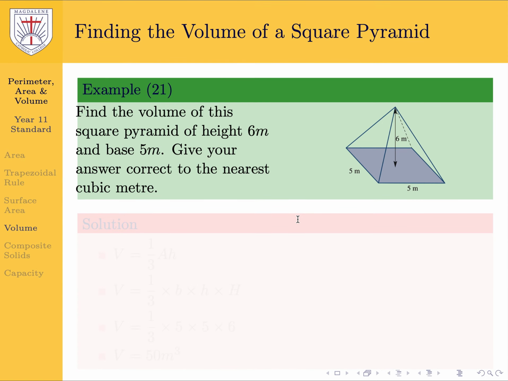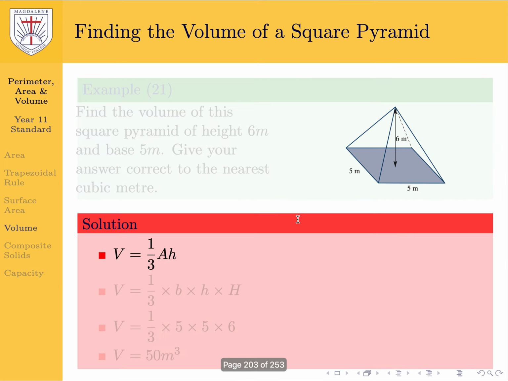So we're going to put that into practice. To find the volume of this square pyramid of height 6 meters and base 5 meters, and we need to give our answer correct to the nearest cubic meter. So once again, we're going to use that formula. We're going to use volume is 1/3 times AH. So remember, the 1/3 is the only thing that's changed here. And in this case, the area is this base area, and the height is this here, which is 6.